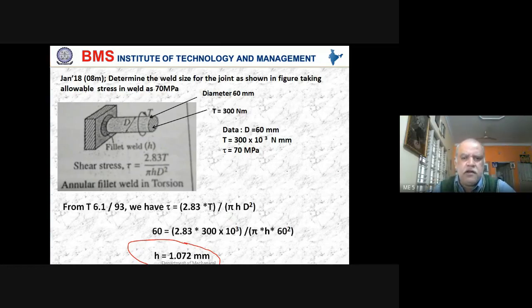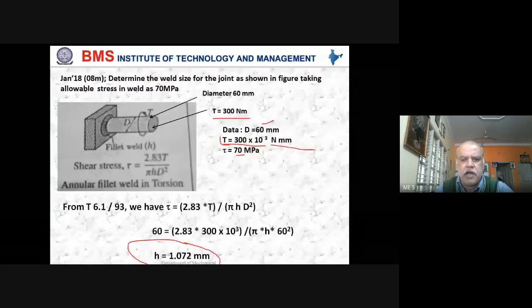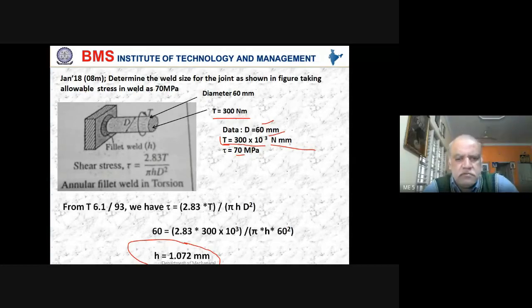This T is 300 Newton meter. That is the torsional moment, so I converted it to Newton millimeter, so that the 70 is in Newton per mm square and the diameter in millimeter. Therefore, convert the torsional moment from Newton meter to Newton millimeter by multiplying it by 10 power 3. Once you have finished, let me know.